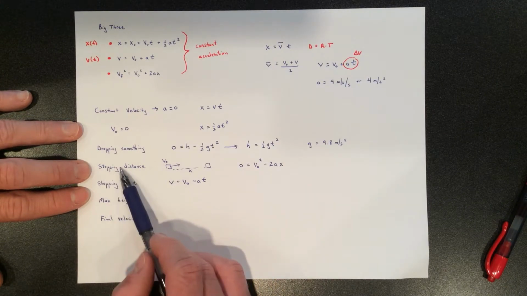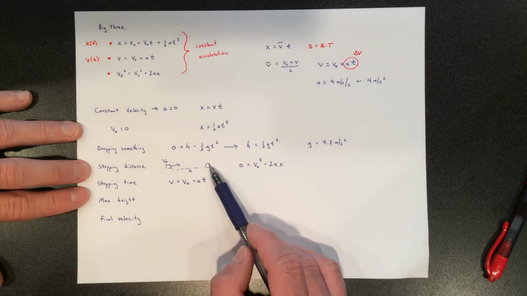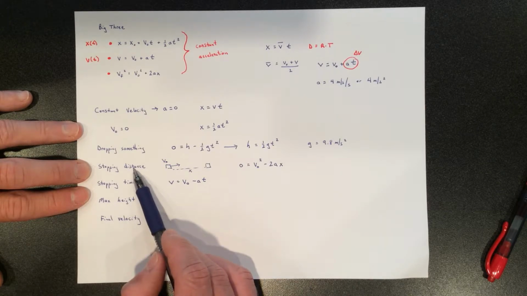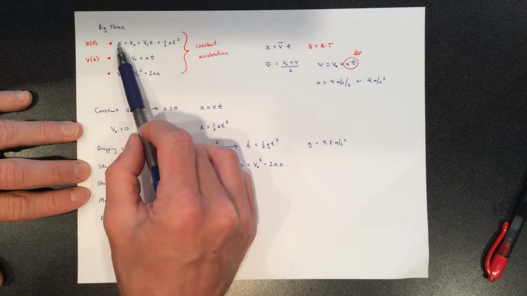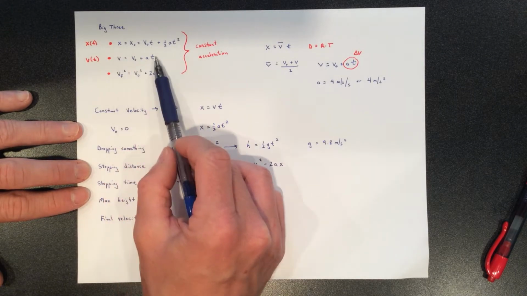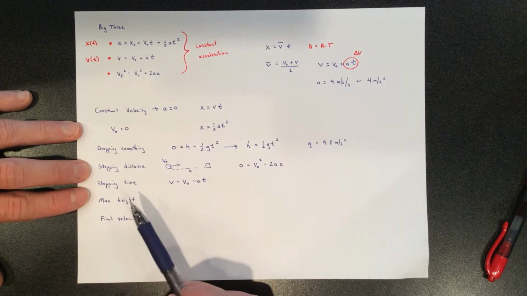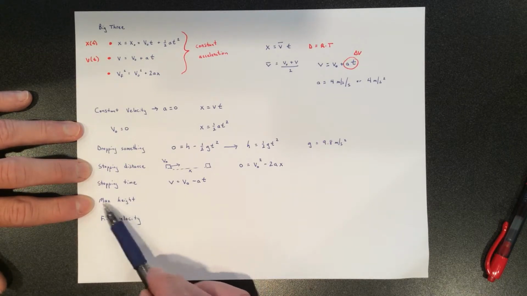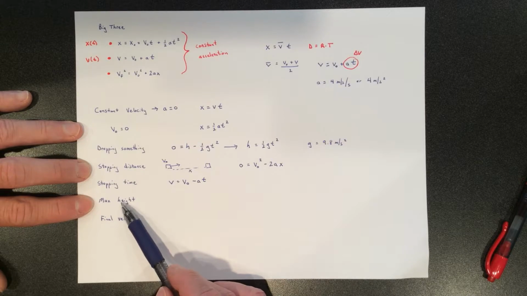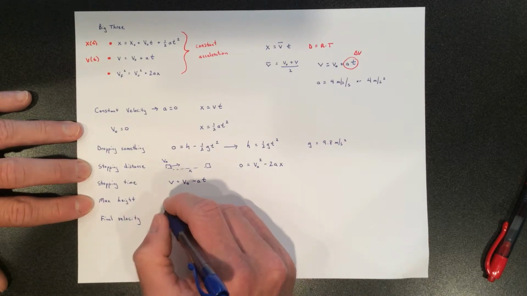Stopping distance implies that we want to stop, so our final velocity is 0. We're interested in the distance, so it would make sense to use this relationship. This gives you distance as a function of time, velocity as a function of time. This one relates distances. What if you wanted max height? Well, it would depend. Just telling me it's a max height problem, I don't know enough information. You could use the max height question.